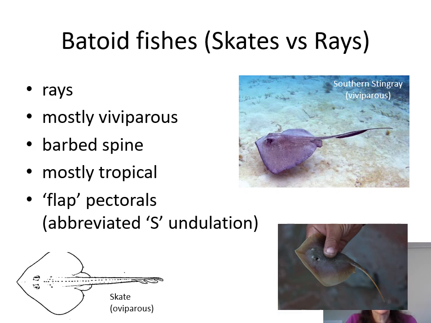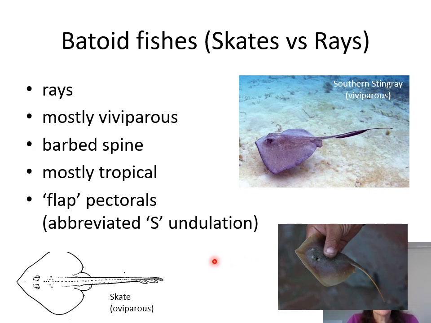Now we'll switch from skates to rays briefly here. Rays are mostly viviparous, so most will give live birth. You can see here's a small version of the southern stingray in the bottom. And they usually have a barbed spine, and maybe one or two spines. When the mother gives birth, the barbed spine is quite often in a sheath to avoid injury, and then once the young is born, then it's free.